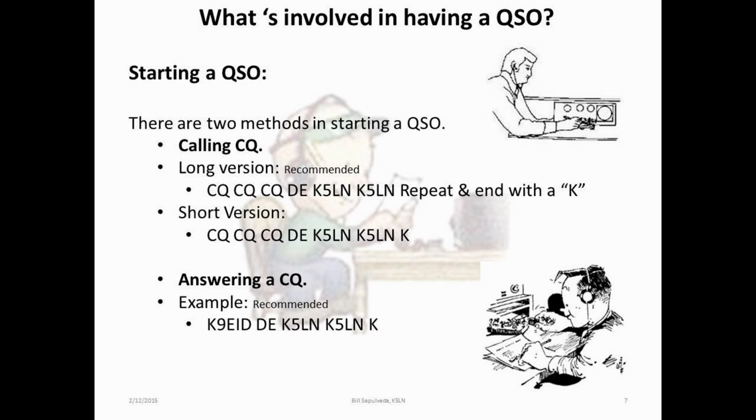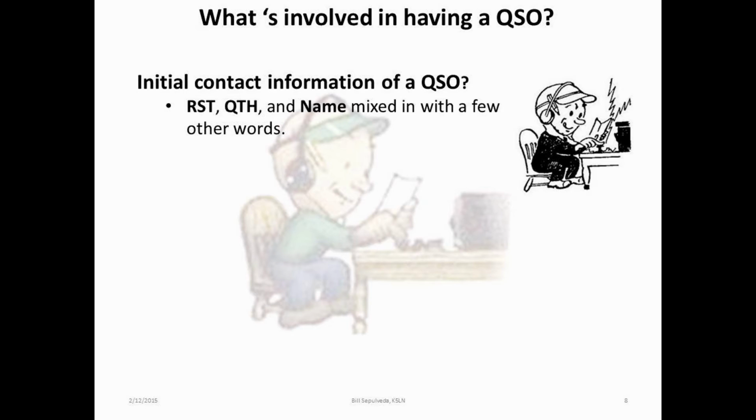Now we're getting into the good stuff, with the process of having a CW QSO and what to say in the initial part of the conversation, which consists of their signal report, RST, your QTH spelled out with the name you go by on the radio. First, I'm going to start the example with the other station calling CQ and you answering them.